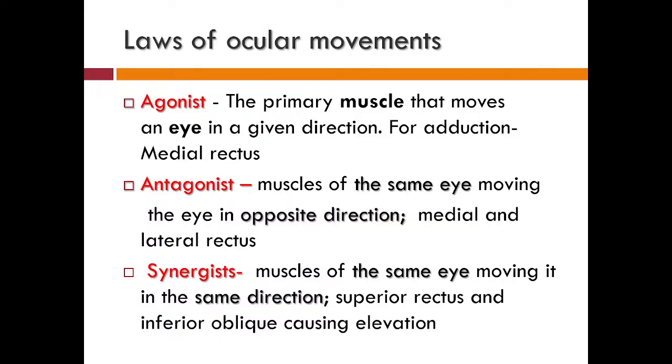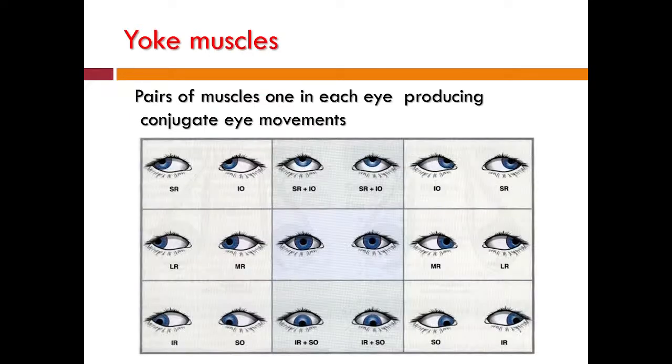Synergist means muscle in the same eye, moving the eye in the same direction. For example, for elevation, I told you we have superior rectus and inferior oblique. There are 2 muscles for elevation. They are synergistic. They are helping the eyeball to move up. Likewise, inferior rectus and superior oblique for depression. These are the muscles which are synergistic. They help in movement of the eye. They can be in the same eye. They can be in the opposite eye also. For example, I am seeing this way, so lateral rectus and medial rectus are acting synergistically for this particular movement. Synergists are muscles which help in carrying out a particular direction.